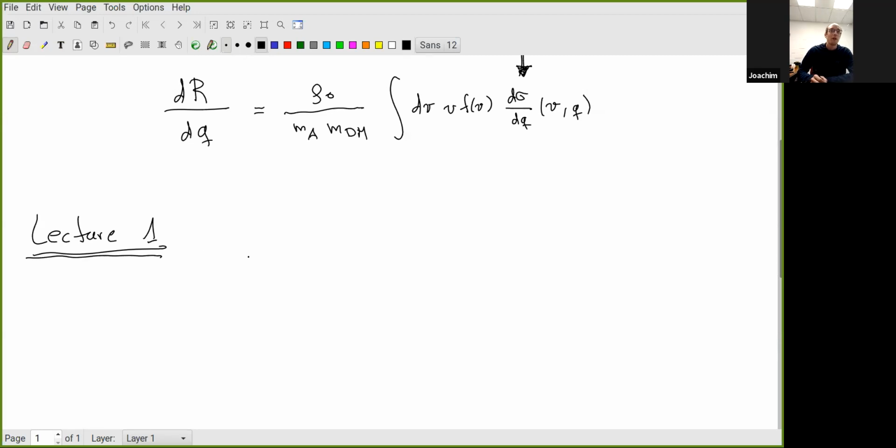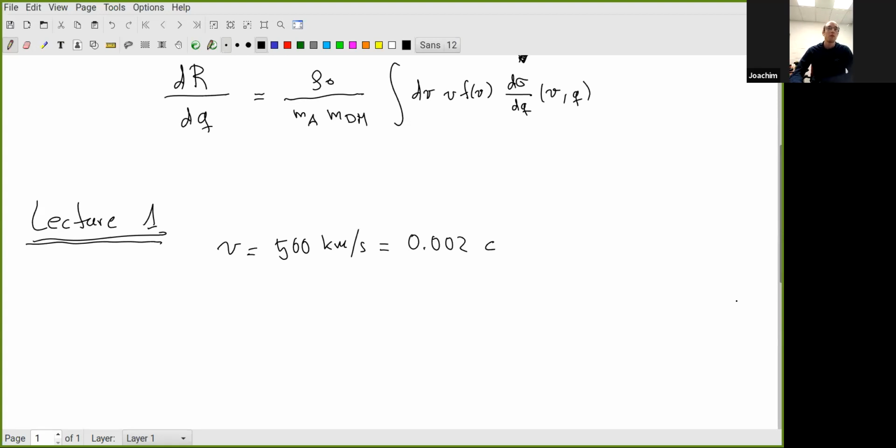If you compare this to the speed of light, let's say v of the dark matter particle is about 500 kilometers per second, and in terms of the speed of light, that's about 2 per mil. So you clearly see dark matter is non-relativistic, and this whole process is a non-relativistic cross-section. We can also estimate the energy transfer or momentum transfer in this scattering process.